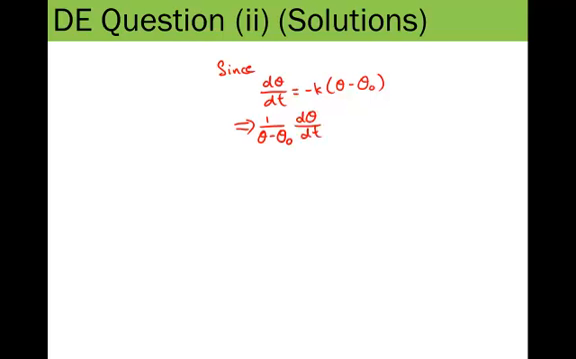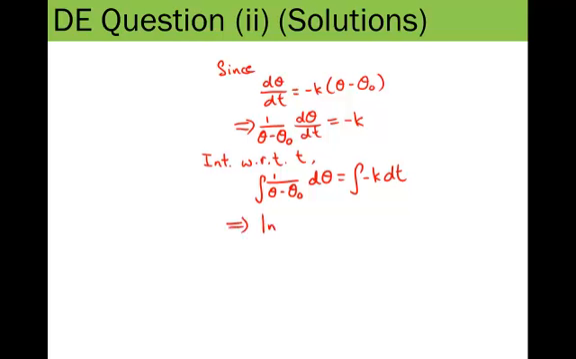In this case, we are left with a constant on the right hand side. And then I integrate both sides of the equation with respect to t. I integrate 1 over theta minus theta naught with respect to theta, equals integrate negative k with respect to t. And this will give me ln of theta minus theta naught is equals to negative kt plus c. Note that there's no modulus sign for the ln because theta minus theta naught is positive.